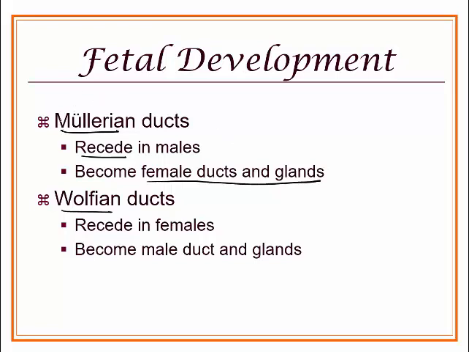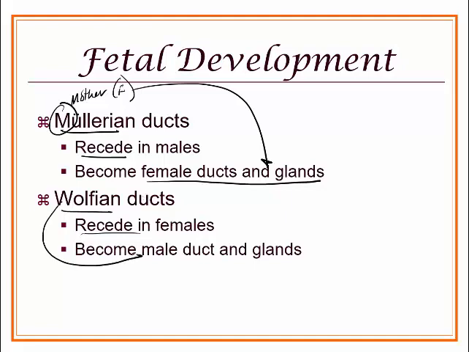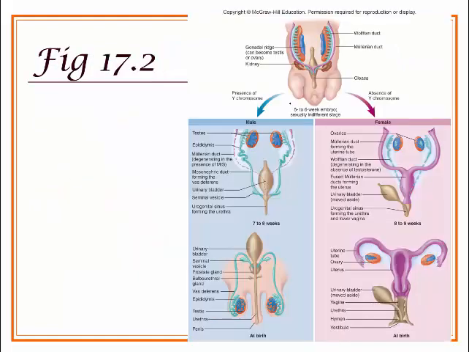So the way I think of it is Müllerian, M for mother, which is a female, and those become the female ducts and glands. The Wolffian ducts are going to recede in females and therefore go away, but they develop in men, or the male infant, to become the male ducts and glands of the male reproductive system. Figure 17.2 shows us those 2 sets of ducts in the fetal development.